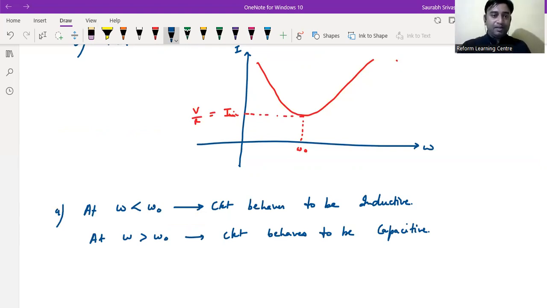ये हो गई प्रॉपर्टीज. अब इसके फिल्टर की प्रॉपर्टी भी देख लेते हैं. ये भी एक फिल्टर की तरह काम कर रहा है. At this frequency, there is minimum conduction. So we can say at frequency around omega naught, conduction is minimum. At higher frequencies, conduction will be more. ज़्यादा conduction होगा.